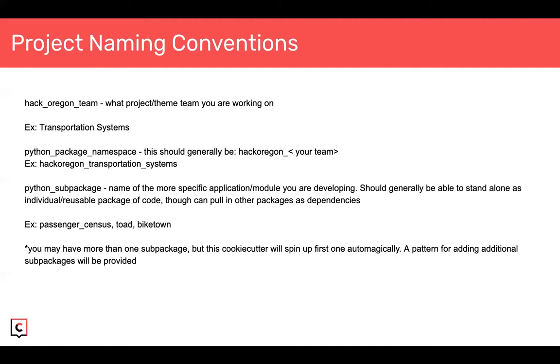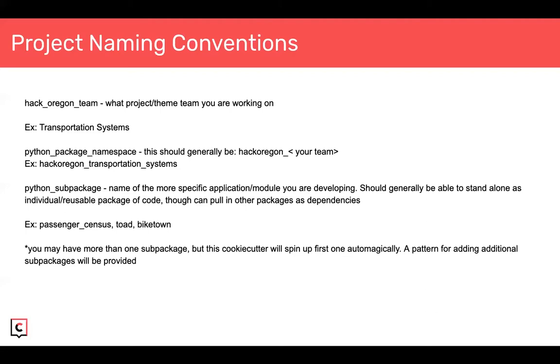Is that a Django project? That would be the Django app. So Hack Oregon Transportation Systems is the Django project, right? That's the Python namespace there. So that's basically the central part of the application. I'll get to it in a second once I spin stuff up.